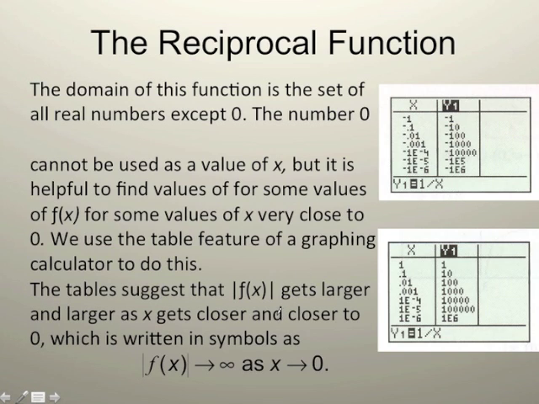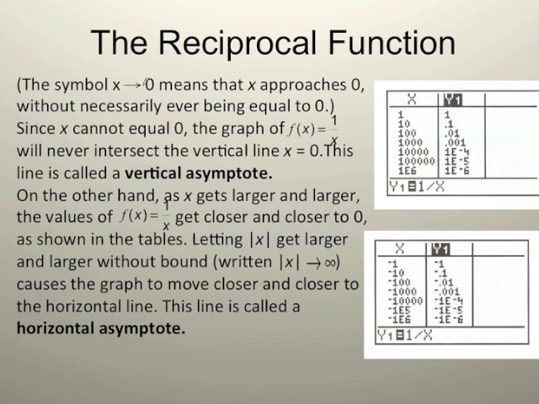So what it looks like is happening is x gets closer and closer to 0. As x is going to 0, the absolute value of y, or f of x, is going to infinity. The symbol x goes to 0 means x approaches 0 without necessarily being equal to 0. Since x cannot equal 0, the graph of f of x equals 1 over x can never intersect the vertical line x equals 0. This is called a vertical asymptote.